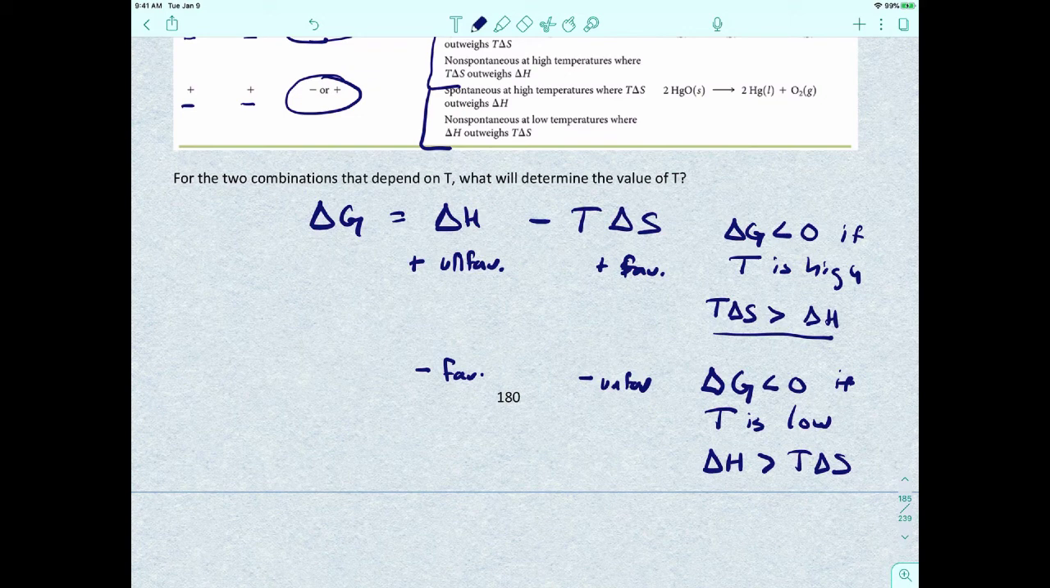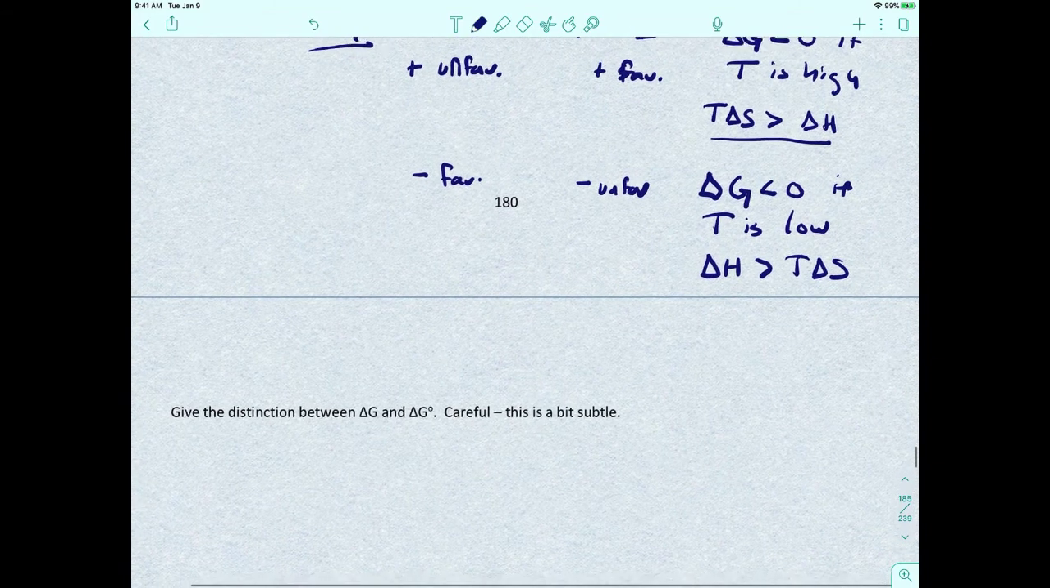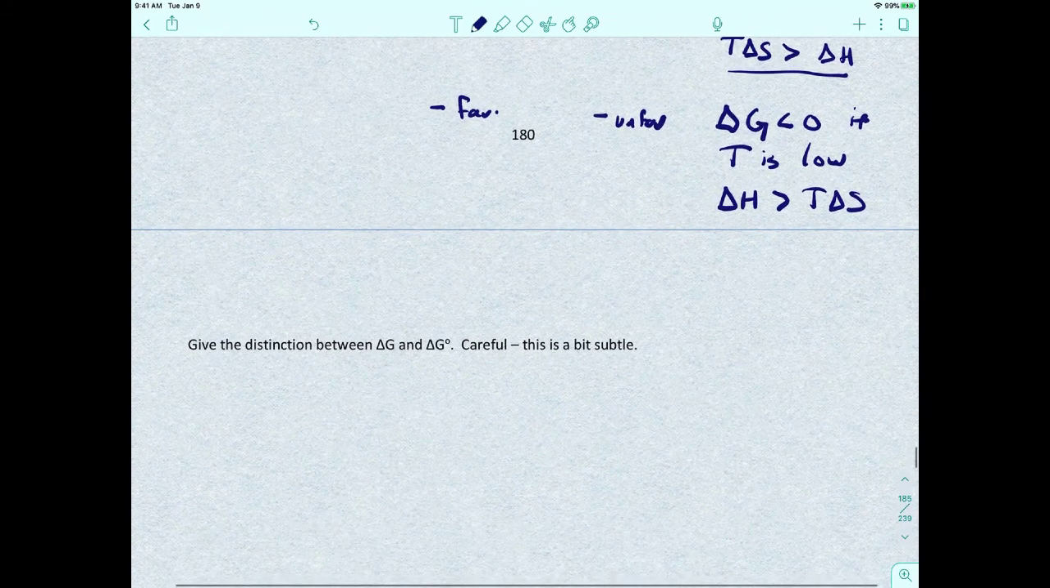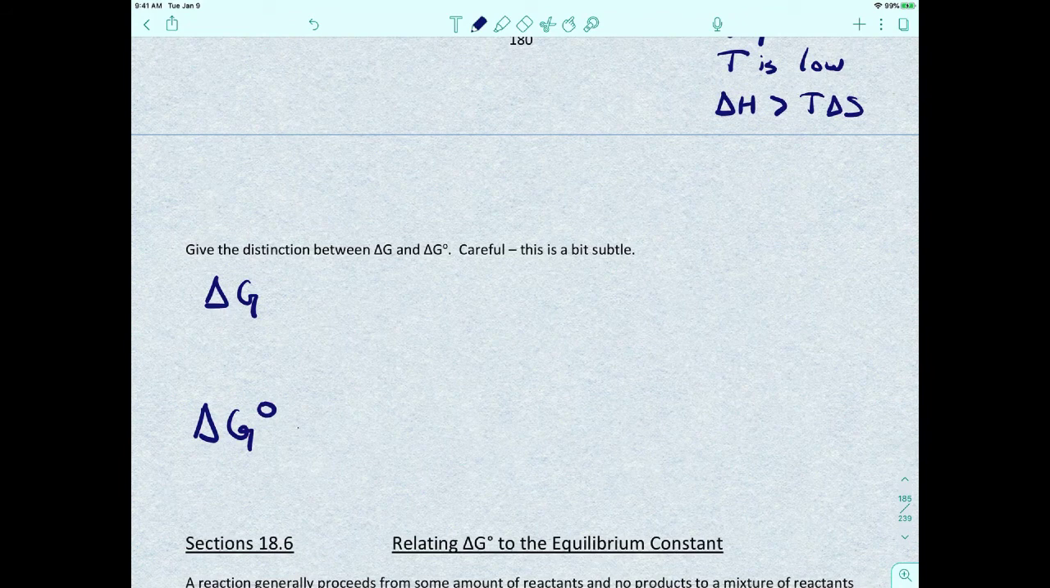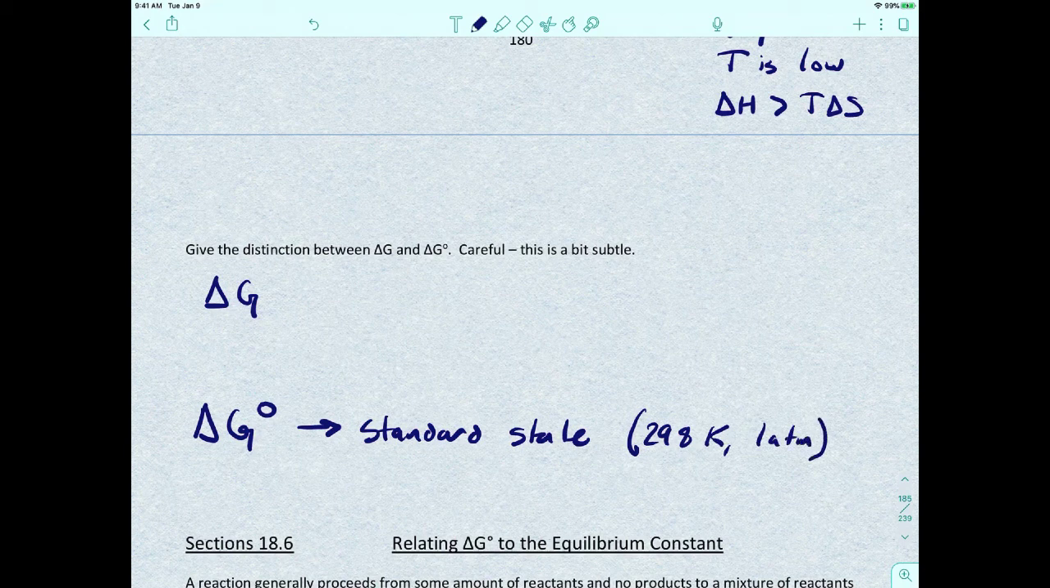All right. Now, if you notice, the way I wrote that equation, delta G, I didn't use the standard state symbol. So there's a difference here. There's a difference between delta G and delta G naught. Delta G naught indicates that we're at standard state. So that means we're at 298 K and that we're at 1 atmosphere. If it's normal delta G, that's the delta G right now. So it's non-standard state.